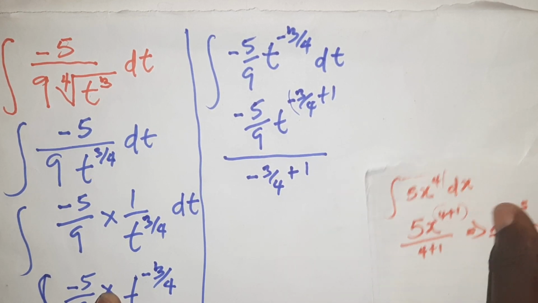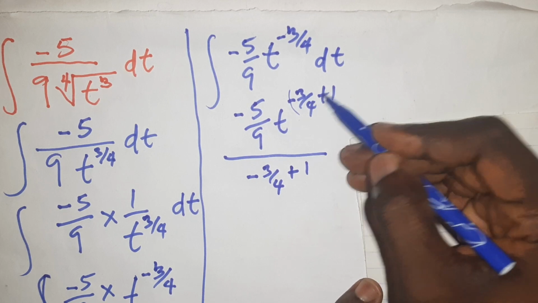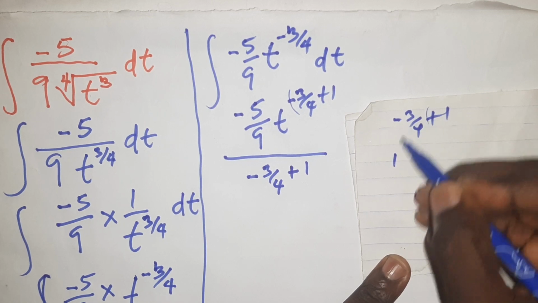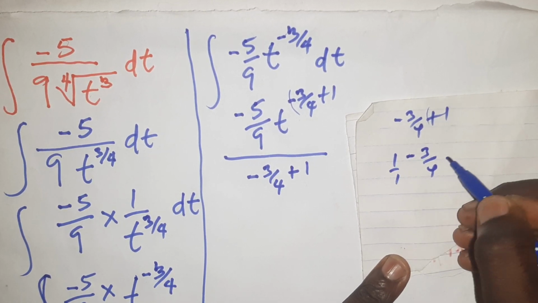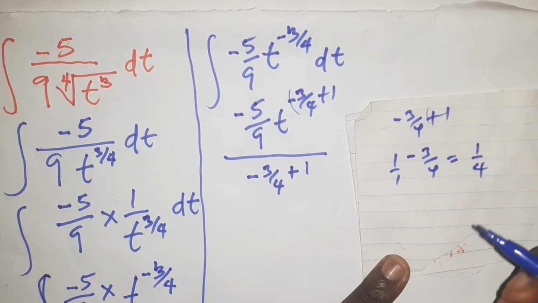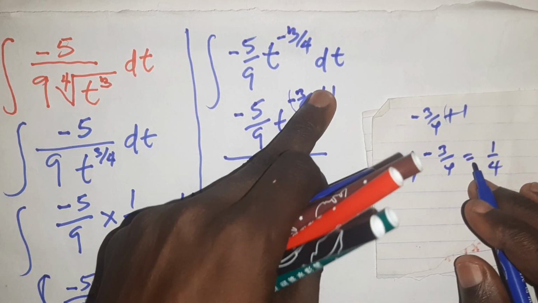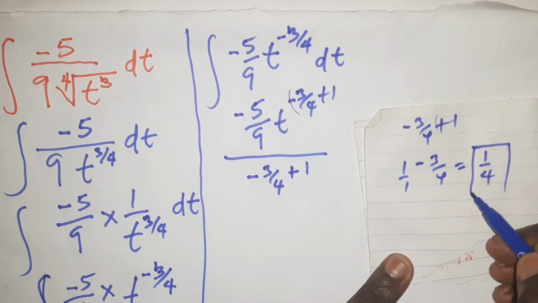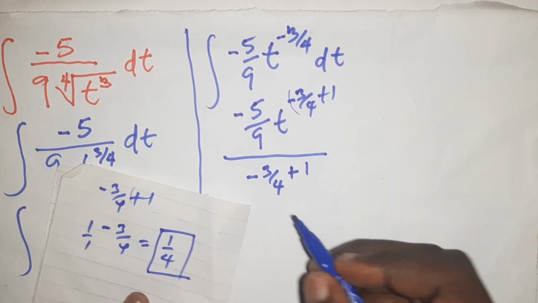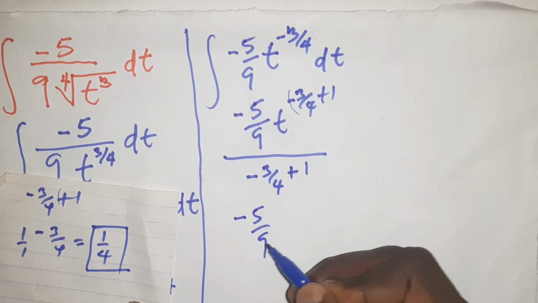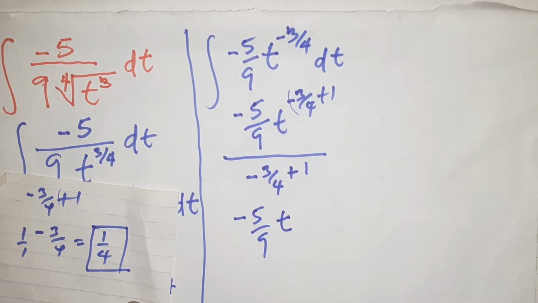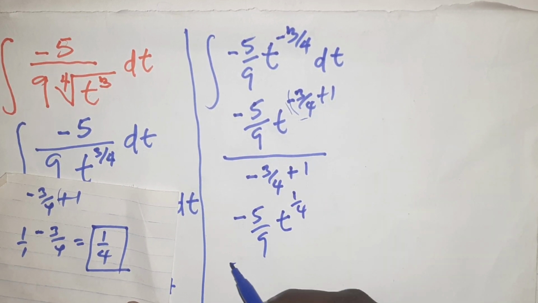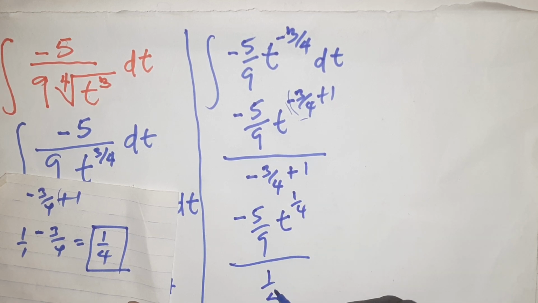And of course, if you add this up, minus 3 over 4 plus 1 also means 1 minus 3 over 4. And what is 1 minus 3 over 4? You get 1 over 4 if you subtract. So this is 1 over 4 here, and this will be 1 over 4 down. That means minus 3 over 4 plus 1 gives us 1 over 4. So I now have minus 5 over 9 t raised to the power 1 over 4. That's what I got after I did minus 3 over 4 plus 1, over the same thing that will also give me 1 over 4.